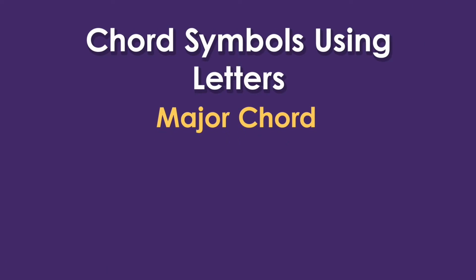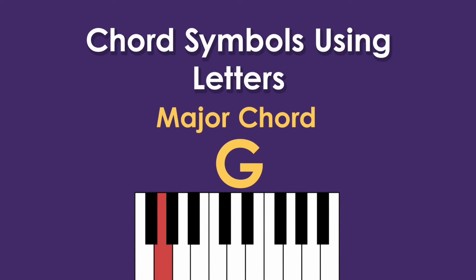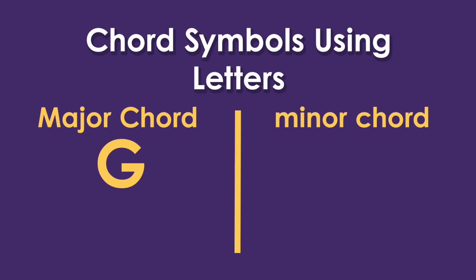For a major chord, you will see an uppercase letter, like this. This would be a G major chord. For a minor chord, you'll see either one of two things. In classical music, you will see people use a lowercase letter for a minor chord, like this. This would be a G minor chord.